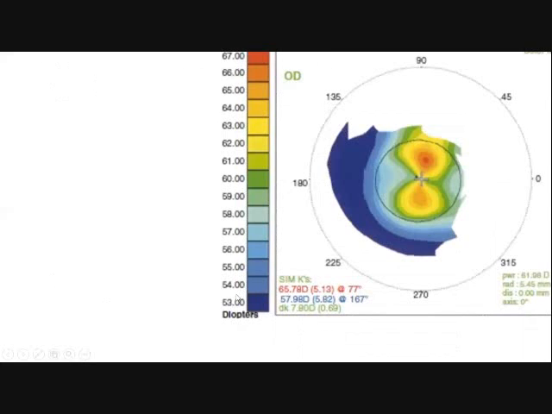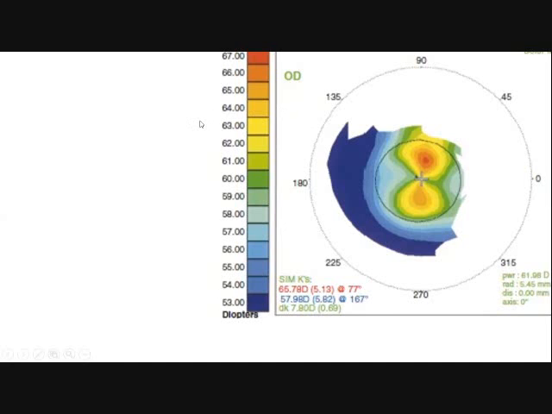So can anybody comment on this one? Now you have the knowledge. What is this? Is this a normal one or an abnormal one? Any comment?